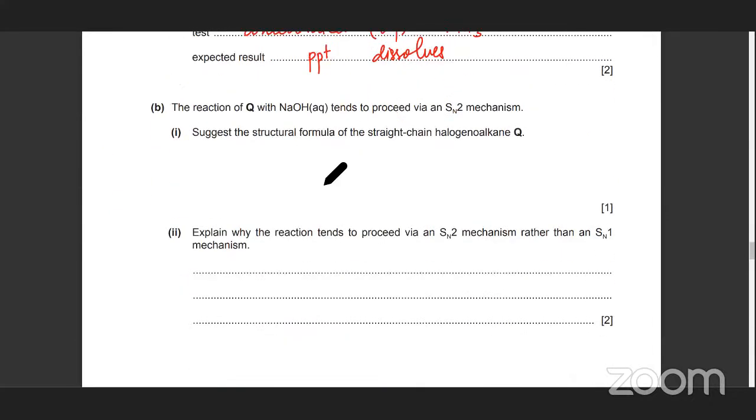Next one is the reaction of Q with NaOH tends to proceed via an Sn2 mechanism. Now, Sn2 mechanisms were for primary halogenoalkanes. So suggest the structural formula. So the structural formula is going to be 5 carbon atoms, and the Br is going to be at the end. So this is CH3. You have CH2. I'm going to draw the mechanism as well. Another CH2.